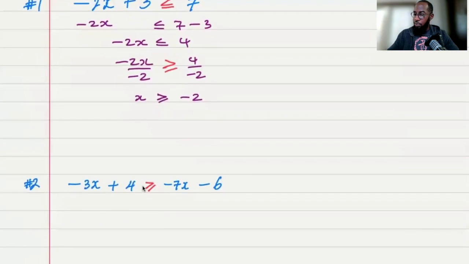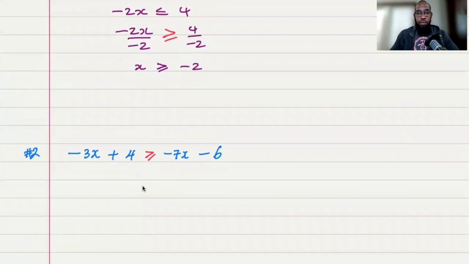Let's look at number 2. All right, so we want all x's on one side, numbers on the other side. So we have negative 3x. For me to get rid of this negative 7x, I add 7x, and it will cancel out. So I have to put plus 7x on the left-hand side, more than or equal to negative 6. Write down this negative 6 first. If I want to get rid of this positive 4, I minus 4 on both sides. So when you minus 4 here, it becomes 0. 4 minus 4 is 0. And you have negative 6 minus 4. Whatever you do to one side, you have to do to the other.